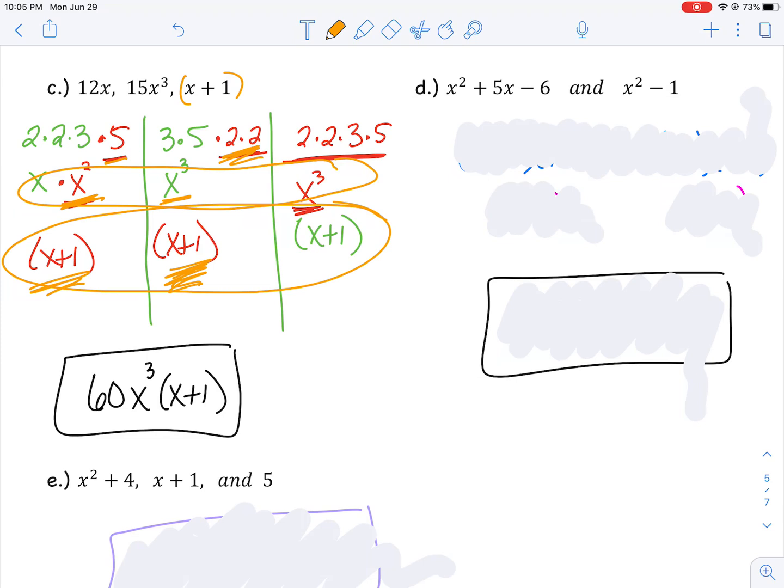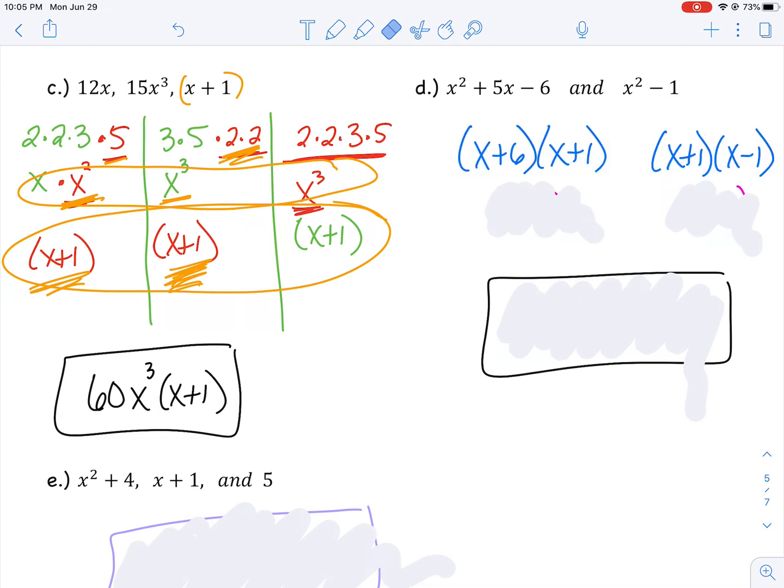All right, look at D. I have an x squared plus 5x minus 6 and an x squared minus 1. This one looks a little bit different because it's hard to figure out what their factors are until we factor them, right? And so let's factor both of these polynomials. The first one looks like a basic factor. The second one looks like a difference of squares. So we can break it down into its factors.